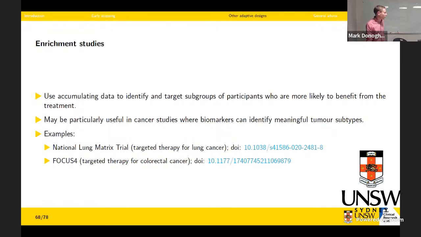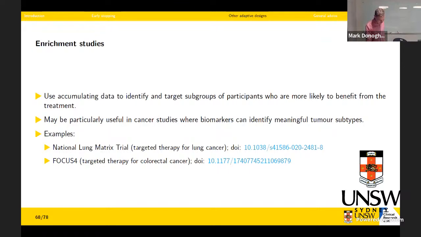So this is particularly useful in cancer studies where biomarkers can identify meaningful tumor subtypes. So if you test people's genes before they start the treatment, or the tumor genotypes, you might identify that this treatment is working in patients with a particular mutation in their tumor, and then you can target recruitment towards those patients as you go.